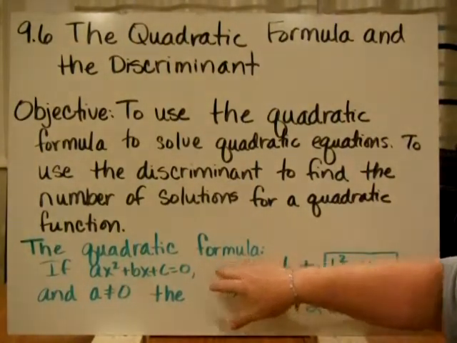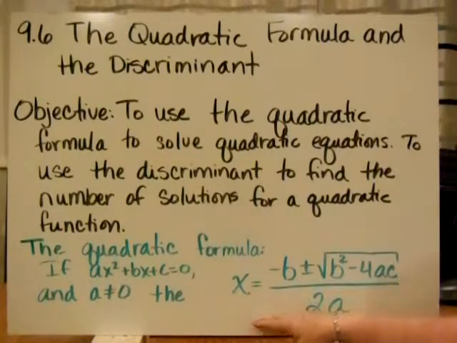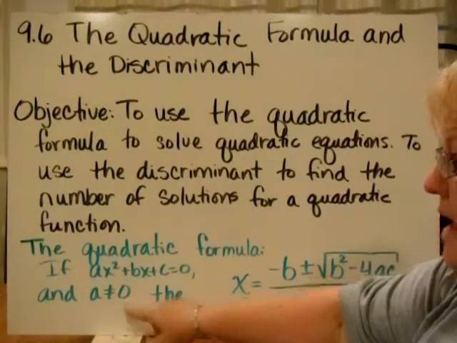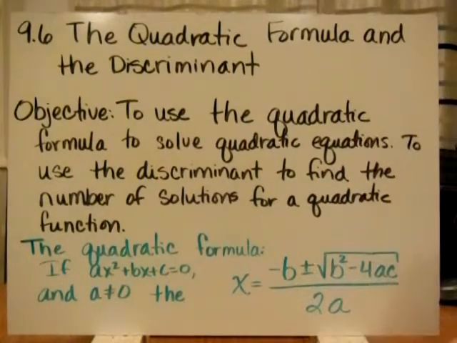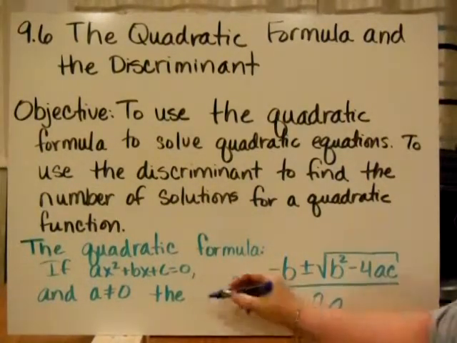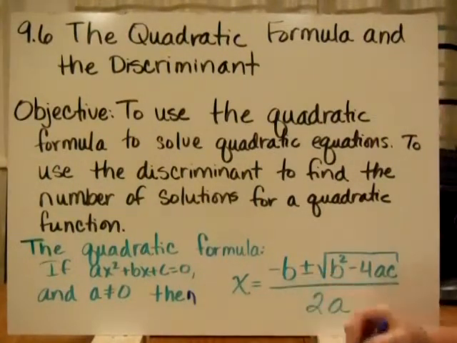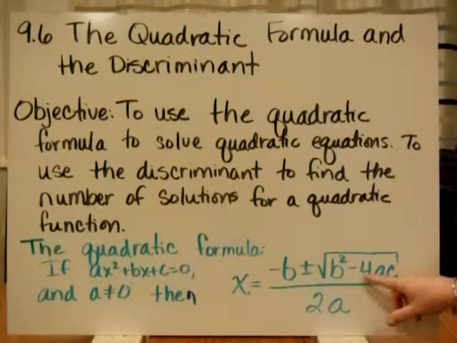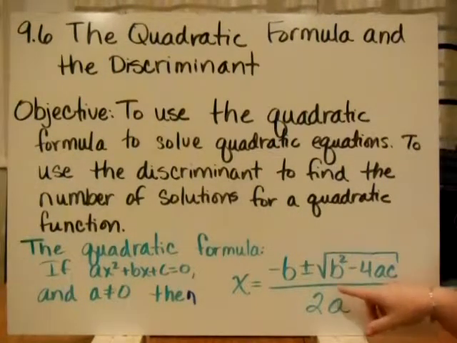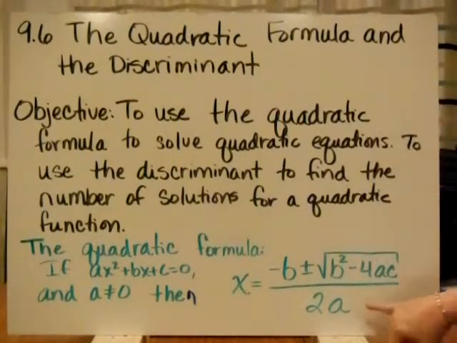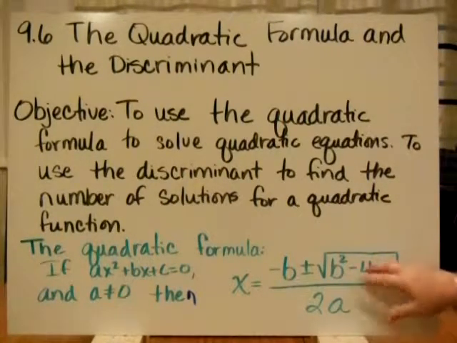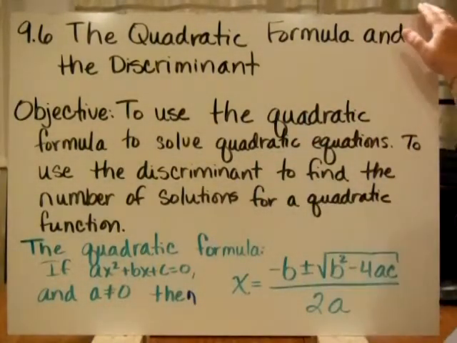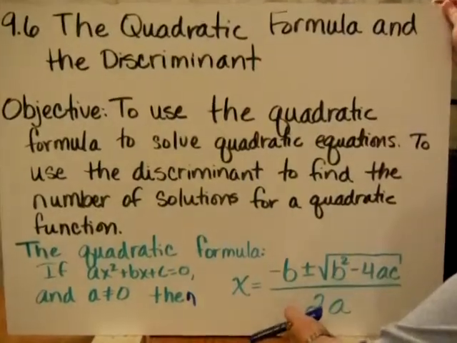The quadratic formula. This is something important you'll need to write down in your notes. If ax squared plus bx plus c equals 0 and a is not equal to 0, then the quadratic formula is x equals negative b plus or minus the square root of the quantity b squared minus 4ac, all divided by 2a. And the a, the b, and the c in the quadratic formula will come from your a, b, and c in your quadratic equation written in standard form.